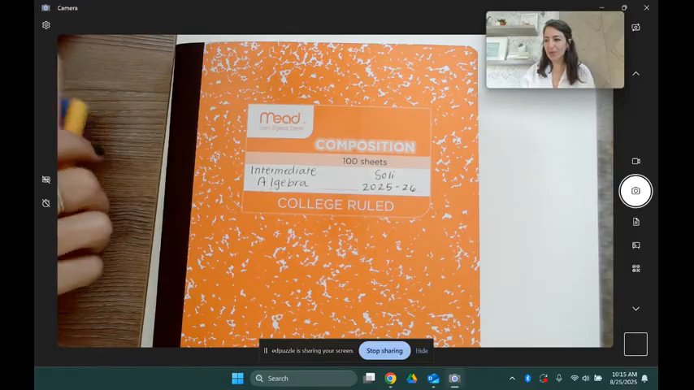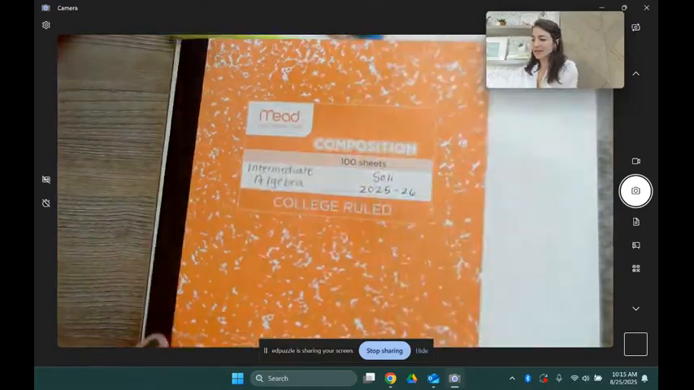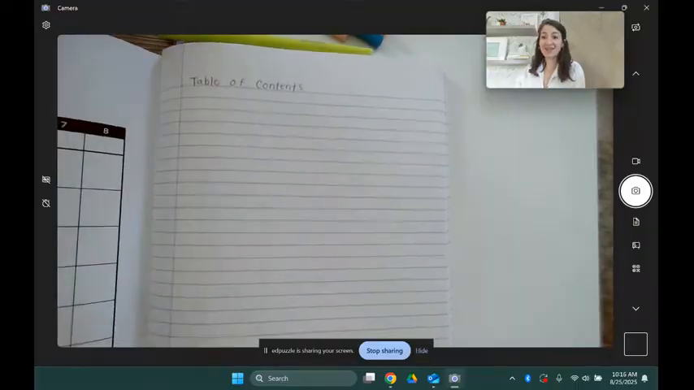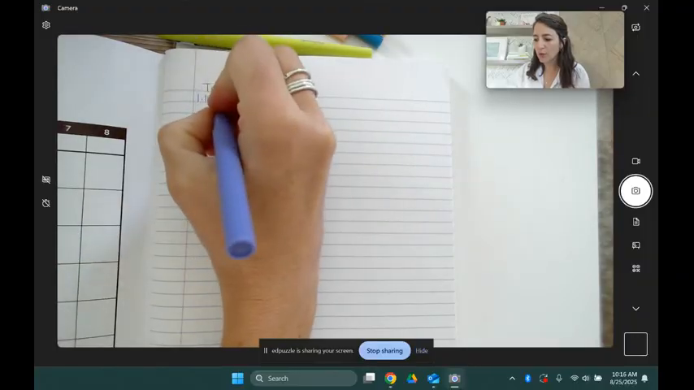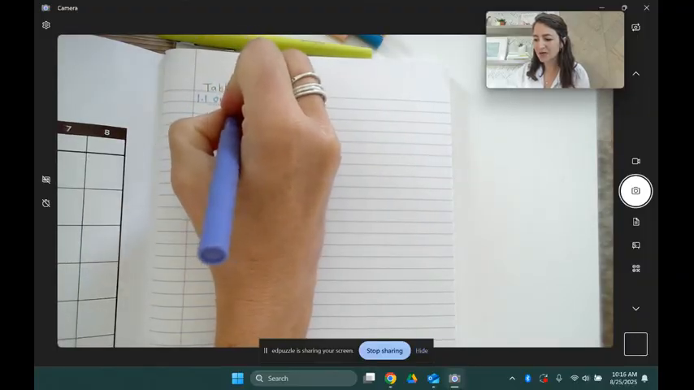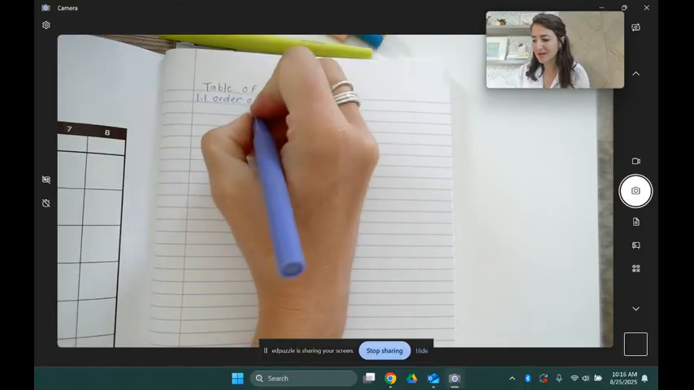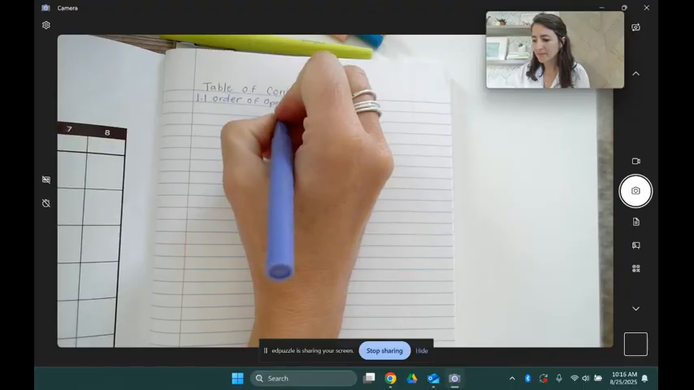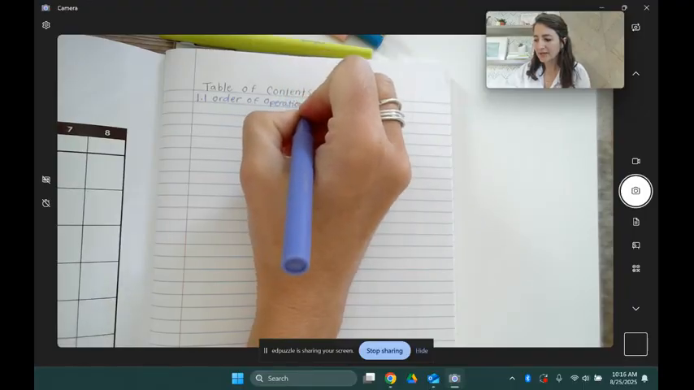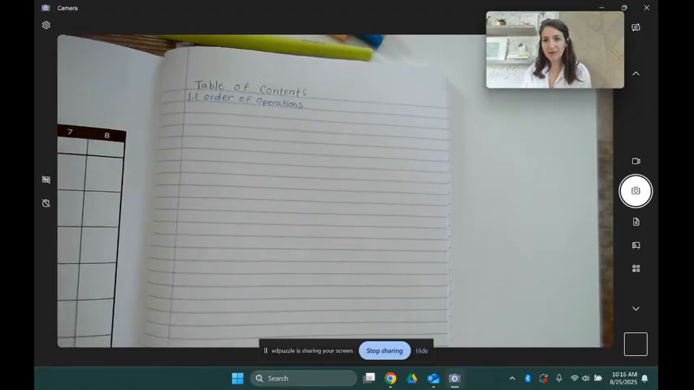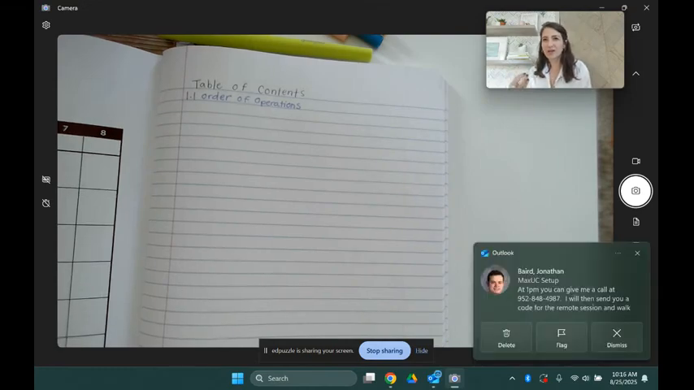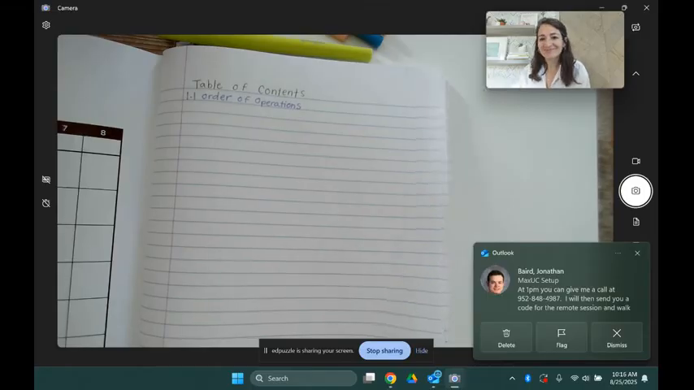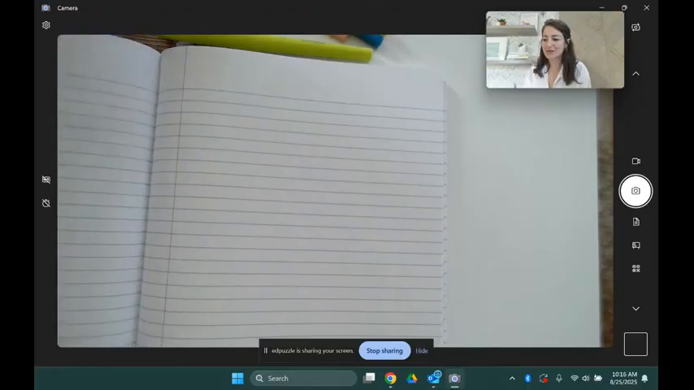So let's go ahead and open up our notebooks. And for today, we're kind of going to do a little review. 1.1, Order of Operations. This is sometimes called PEMDAS. I'd like to start all of my algebra classes with a little review on this, just so we get back into the feel of how numbers work and what to do first, what to do second, all of those things.